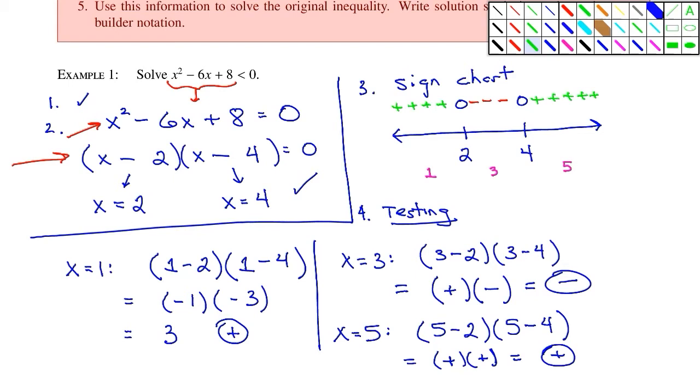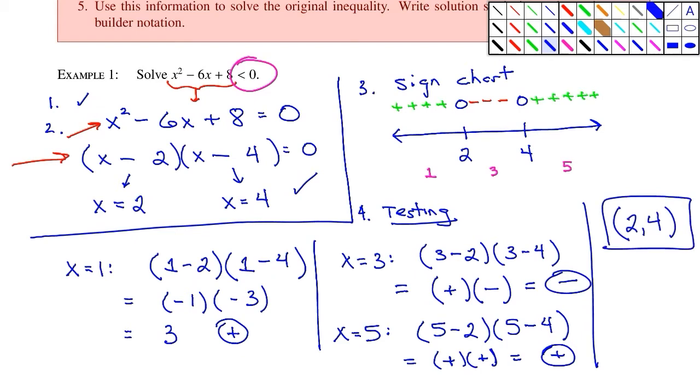The last step of this is to use the sign chart to determine the intervals that match the original inequality. The original inequality is less than 0, which means I need the negatives. The negatives for this function occur between 2 and 4. So it's going to be 2 to 4, and it's the open interval from 2 to 4, because there is no equality part on the inequality. It's strictly less than 0.